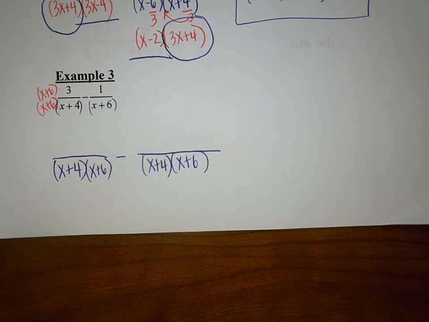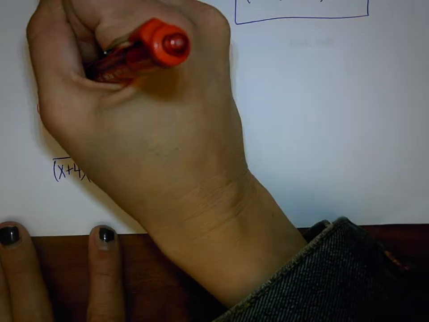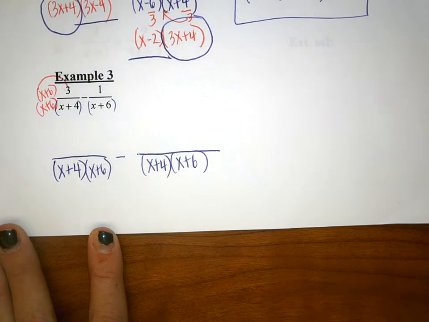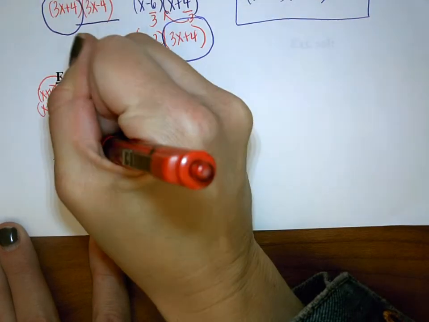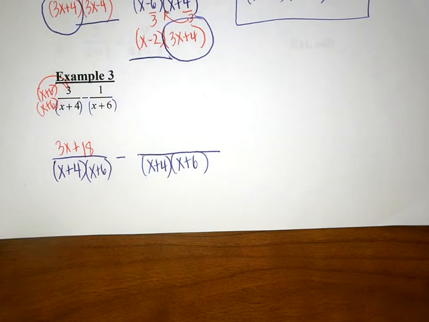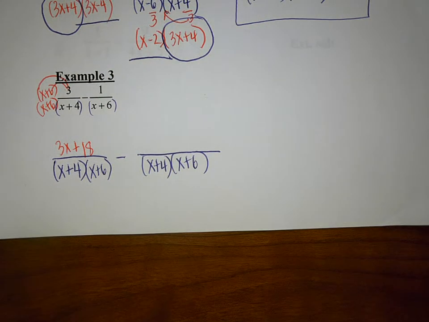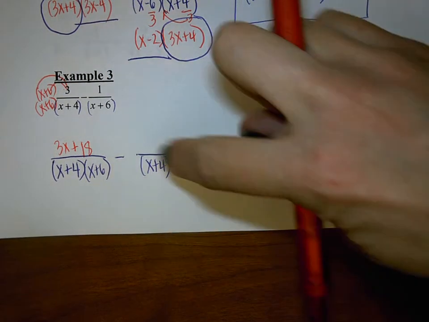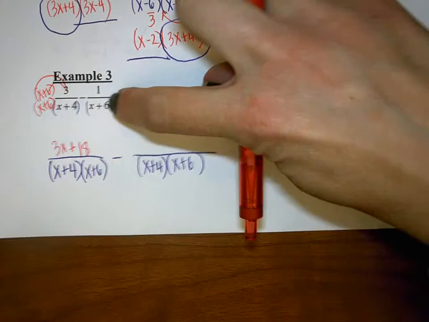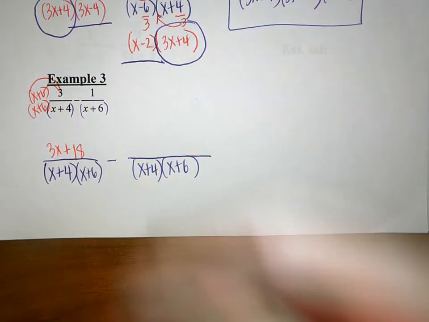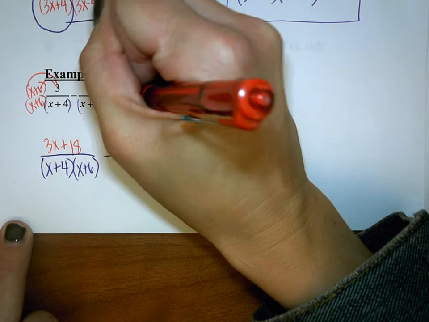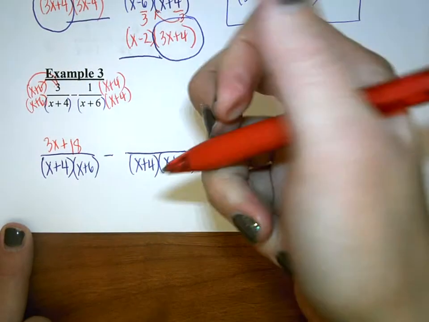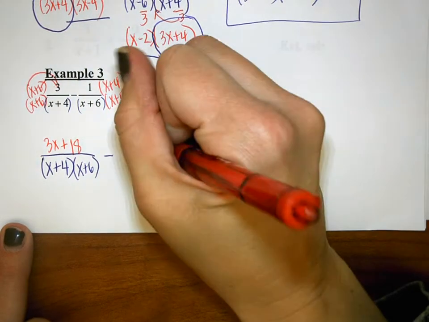But there's already a 3 there. So what do I do? That's a mess. Distribute. We're going to go 3 times x is 3x, plus 18, and 3 times 6 makes 18. On the second fraction, I have an x plus 6, and so that means I'm multiplying by what to the top and the bottom? x plus 4. So it just equals x plus 4. Good. And we distribute the 1, and it doesn't change it, and so I have x plus 4.